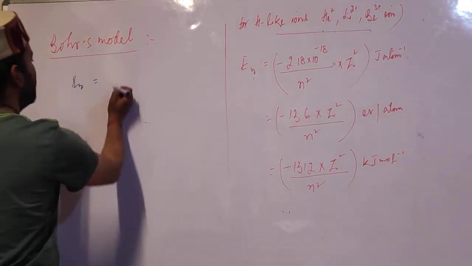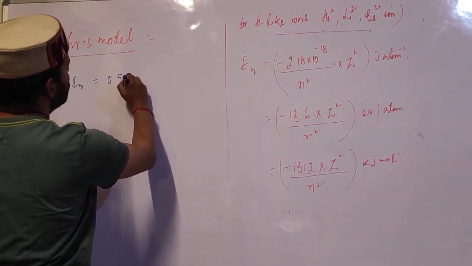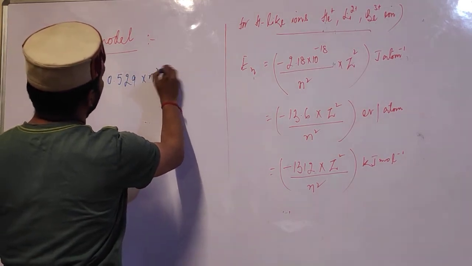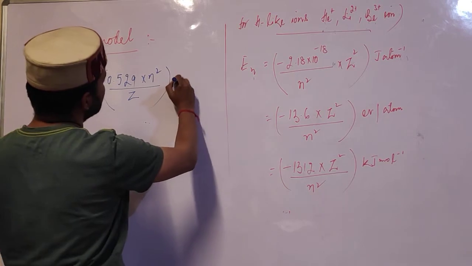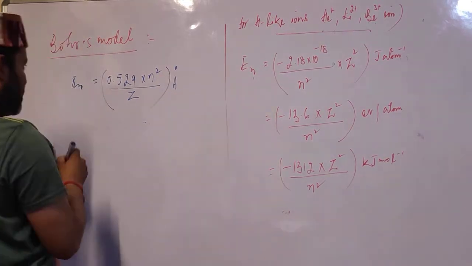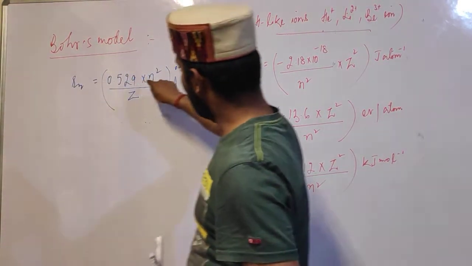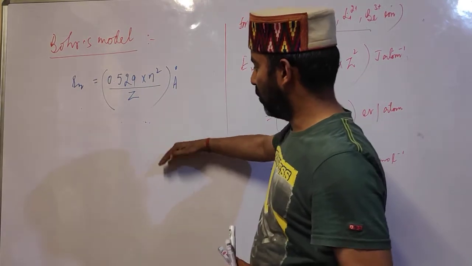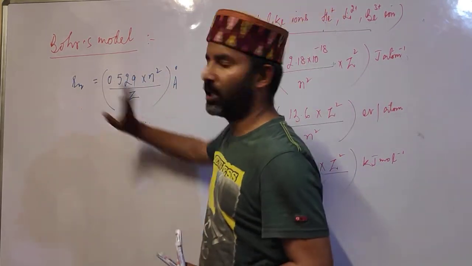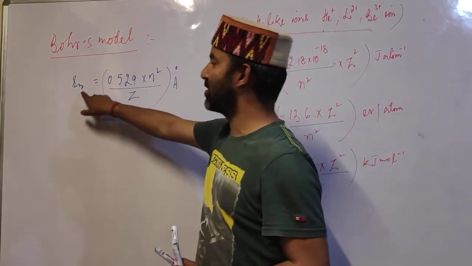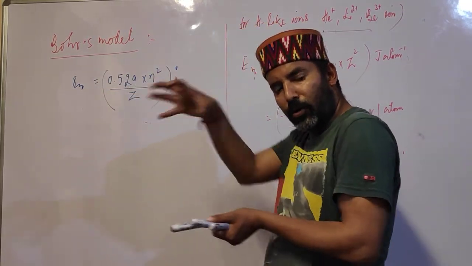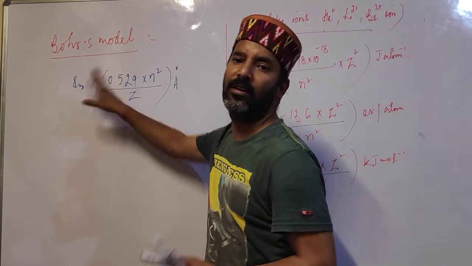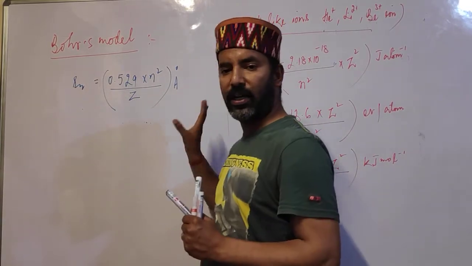Radius positive ही होगा. It is 0.529 into n square upon z angstrom. So from these results, it is quite clear that जैसे जैसे orbit means orbit का number बढ़ेगा, radius बढ़ेगा, but as z increases, न्यूक्लियस के ऊपर चार्ज बढ़ेगा तो इलेक्ट्रॉन्स और पुल्ड क्लोजर, सो रेडियस घटेगा, मीन z इंक्रीज करेगा तो रेडियस घटेगा.